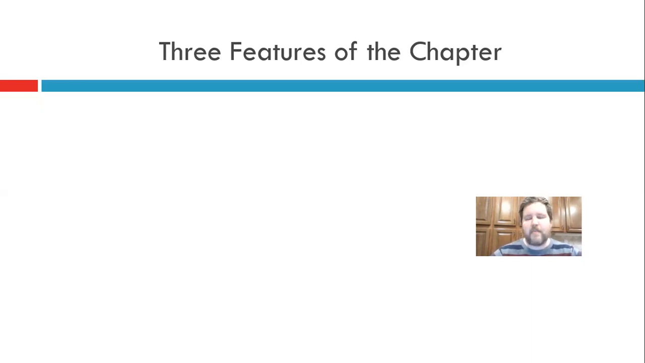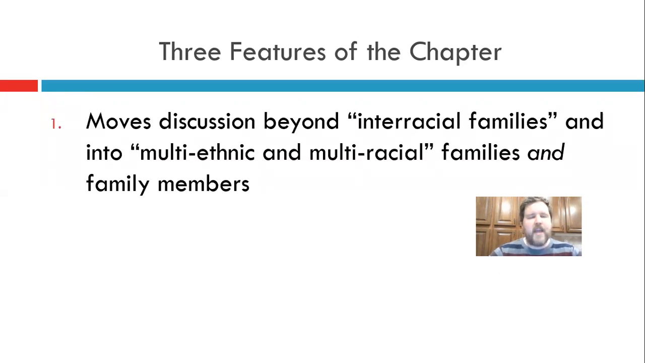But there are 3 features of the chapter that I think will make it especially good in both undergraduate and graduate classrooms. First, the chapter moves discussion beyond interracial families and into multi-ethnic and multiracial families and family members. A lot of times, if you're reading literature about family communication, or especially textbooks that deal with race and family, they'll stop at interracial families and not get into the nuances or look deeper. So one thing I really appreciated about this chapter is that it shared a lot of research and summarized and provided new ideas about multi-ethnic and multiracial families and the family members and how they communicate.